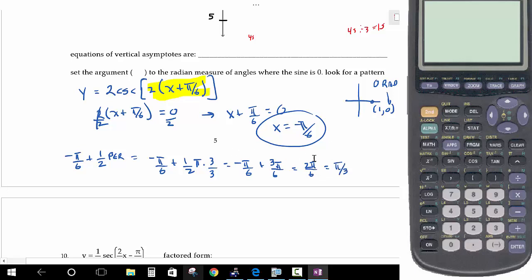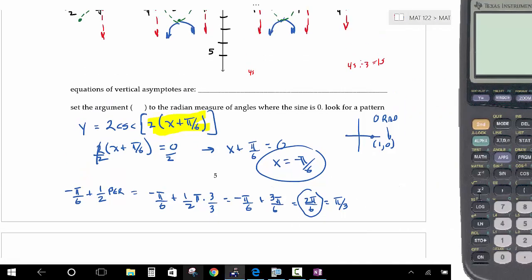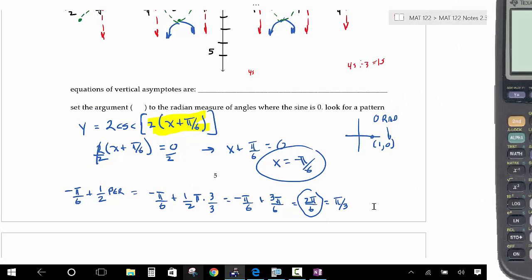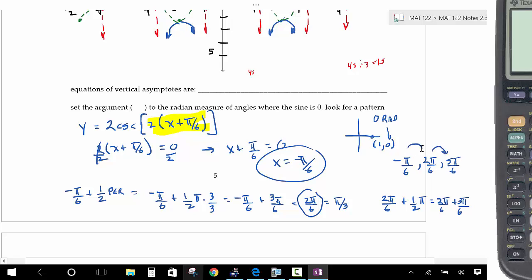Okay, but I'm going to go ahead and write this with a common denominator. Then what you'd basically have here, if you went through and did this, is you start looking at a pattern. If you took the second one, 2 pi over 6, and again added half the period, which is 3 pi over 6, that would take you to 5 pi over 6. Sometimes it's really hard to see patterns on this. You have an asymptote at negative pi over 6, then one at 2 pi over 6, then one at 5 pi over 6. Now you can see the pattern: the numerators are going up by 3.